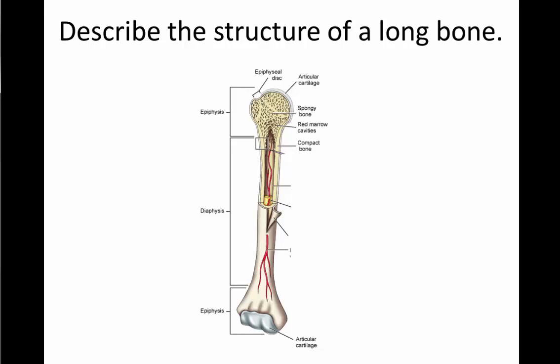Compact bone is found along the diaphysis as well as very thinly around the outside of the epiphysis, and this compact bone, as the name implies, is very compact and does not have the little cavities within it.